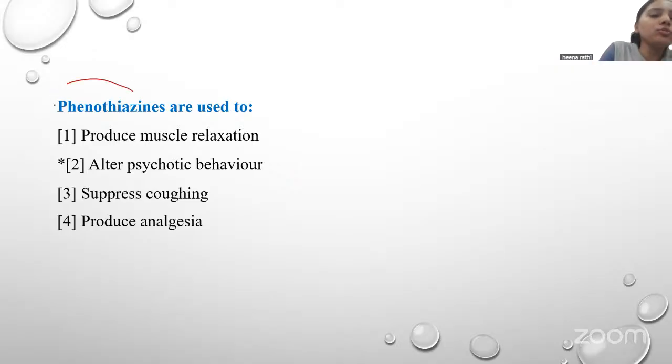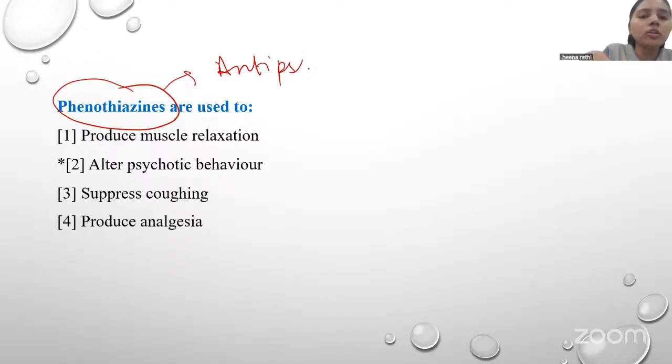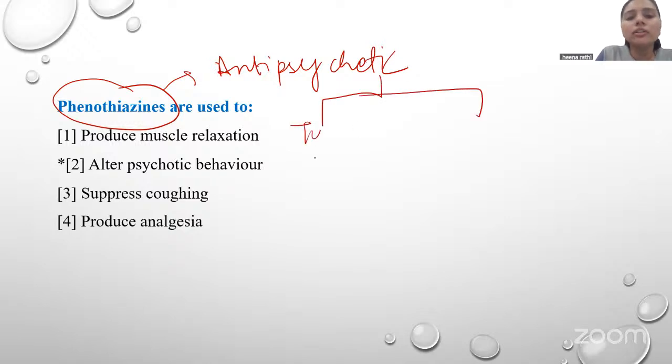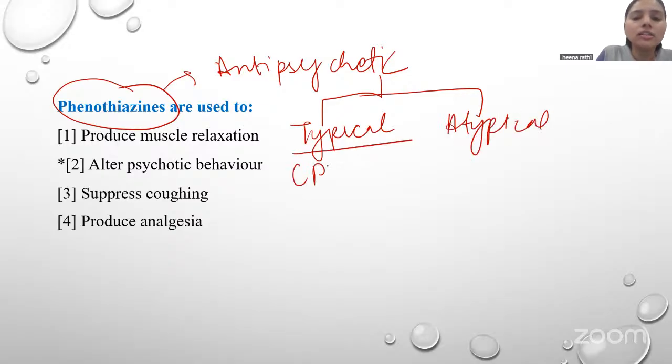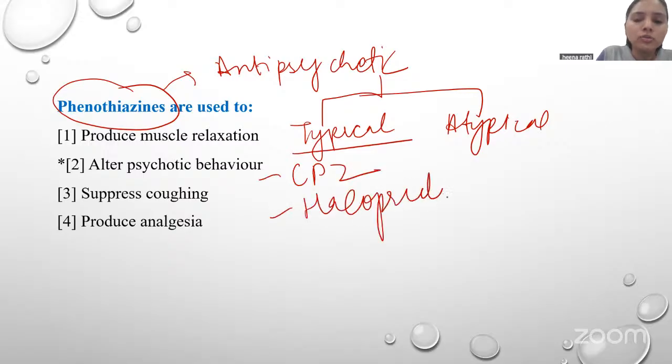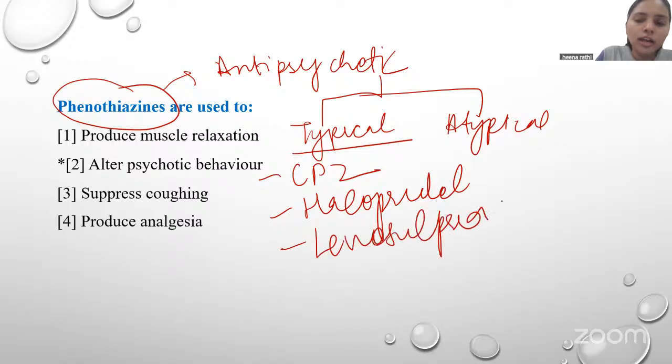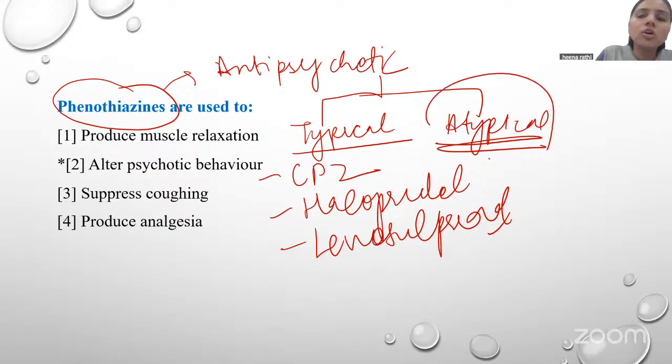Phenothiazines. What is phenothiazines? Phenothiazines are antipsychotic drugs. These drugs are used to reduce the psychotic symptoms. Antipsychotic drugs are divided into two types, typical and atypical. Typical antipsychotic drugs like chlorpromazine, haloperidol, and the most commonly used levosulpiride. And atypical ones do not have as many adverse effects as the typical ones.